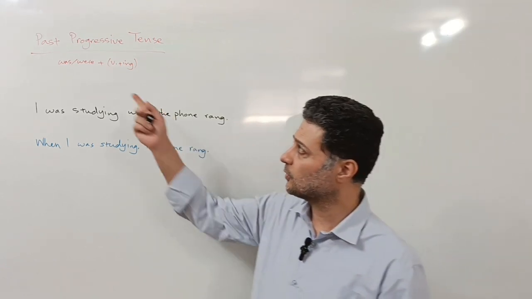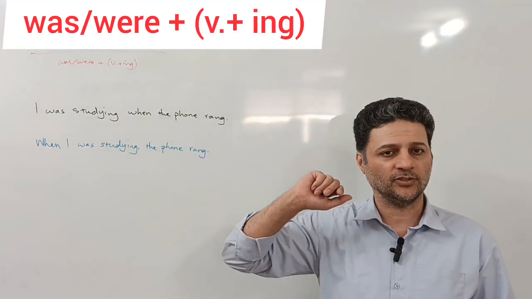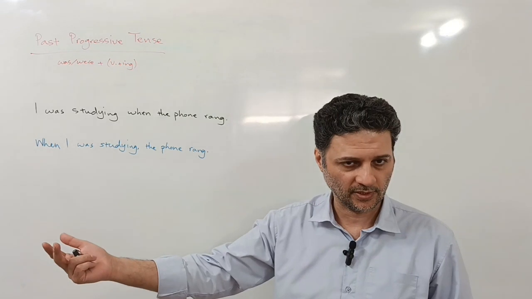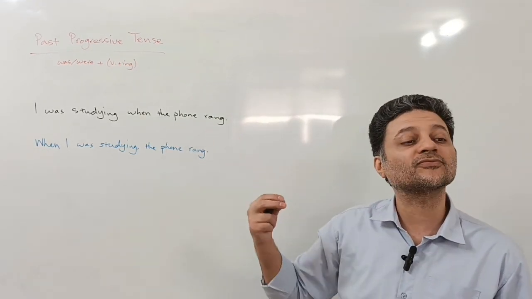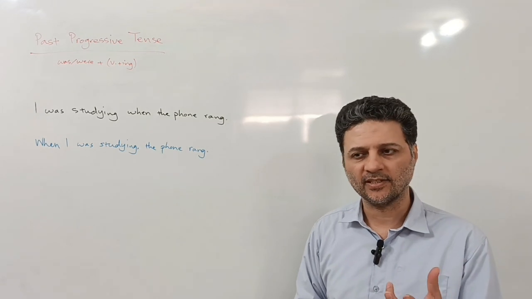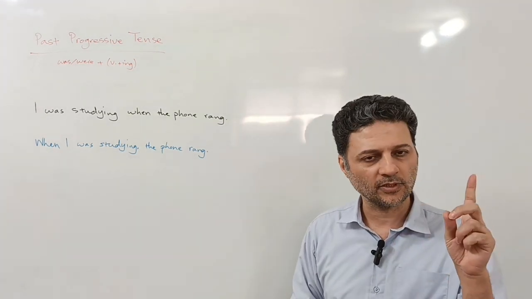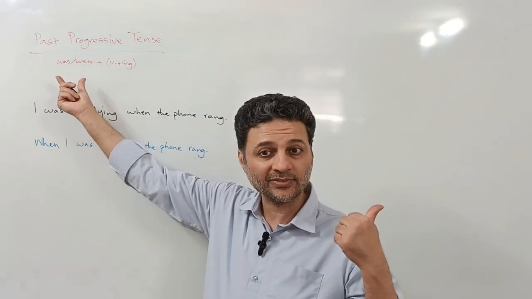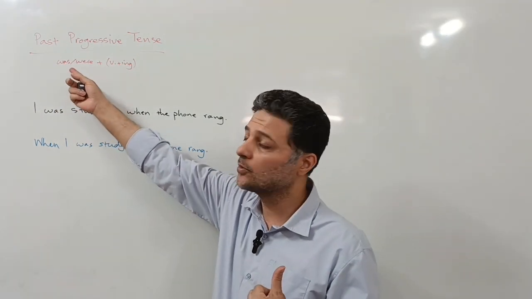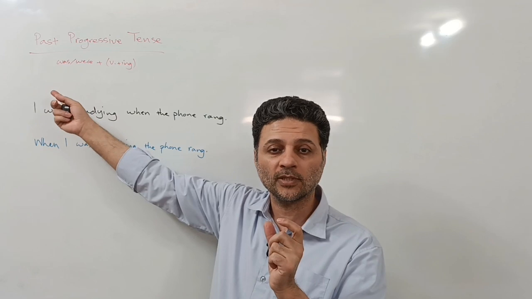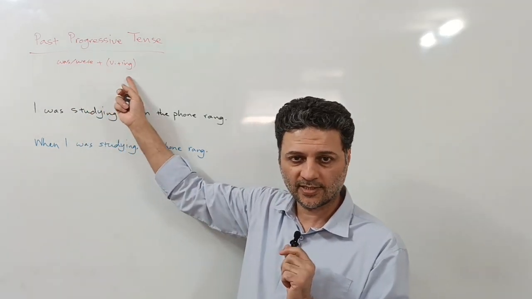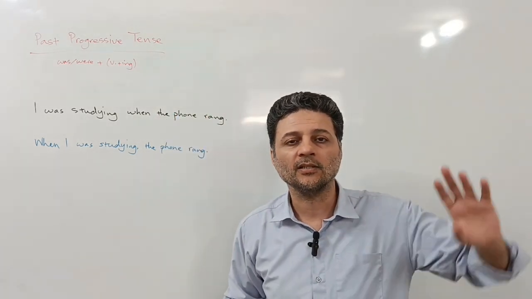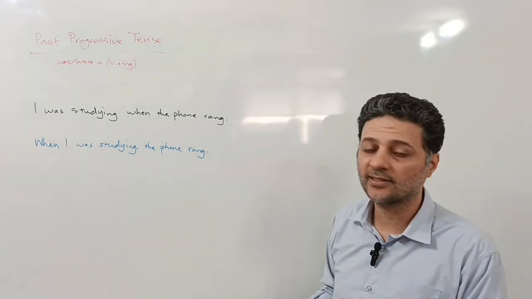tense. First of all, the structure is was, were plus verb plus ing. Like I was doing something or she was doing something. They were doing something. It's very much similar to present progressive. In present progressive, we follow this formula: one of the two verbs, am, is, are plus verb plus ing. Instead of was and were, we use am, is, are in present progressive tense. But here, we use only the past form of to be, not the present form, am, is, are. Only was, were, plus verb plus ing. All right? That's the formula. Okay? And that's the difference or similarity to present progressive tense or present continuous tense.